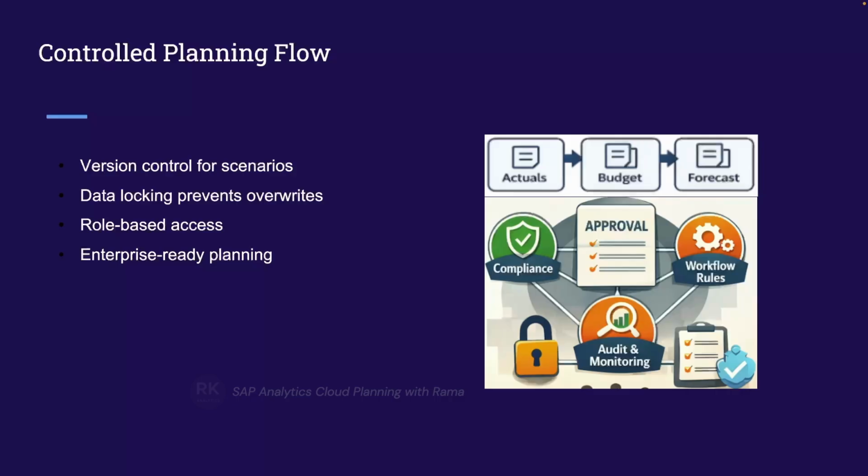And role-based security ensures users only access the data they are responsible for. All of this supports a controlled planning flow, where many users can collaborate without compromising data quality. This balance between collaboration and control is a major strength of SAC planning.